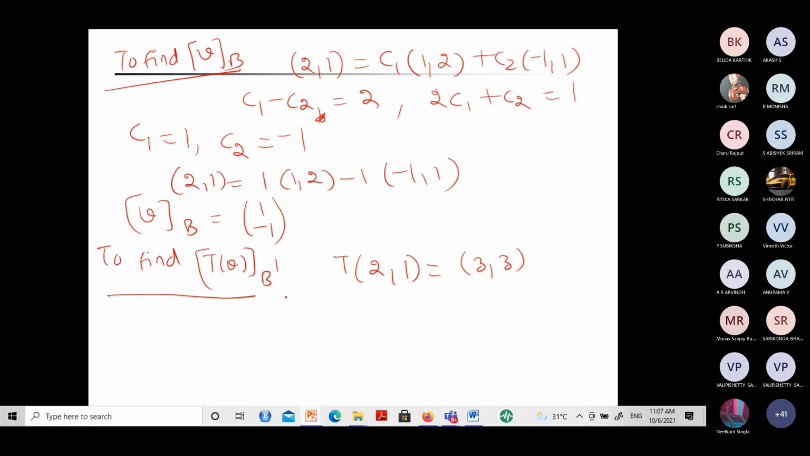So this is your T of V, right? I should write T of V in terms of what? B dash. B dash is very simple, right? (1, 0), (0, 1). So this is 3 times (1, 0) plus 3 times (0, 1). So T of V with respect to B dash is (3, 3).